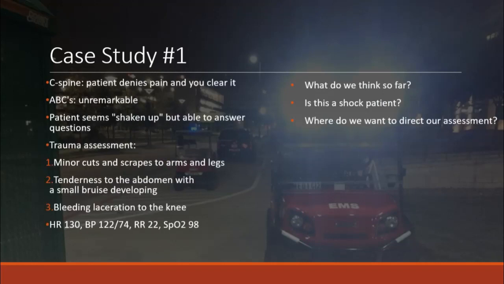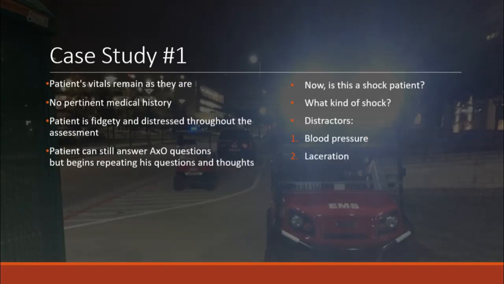We saw earlier he's got tenderness of the abdomen, a small bruise developing, possibly some sort of internal bleeding going on. The MOI makes sense. He had a blunt trauma, and it's definitely possible that he's got some sort of injuries. So this would probably be your typical hypovolemic shock.